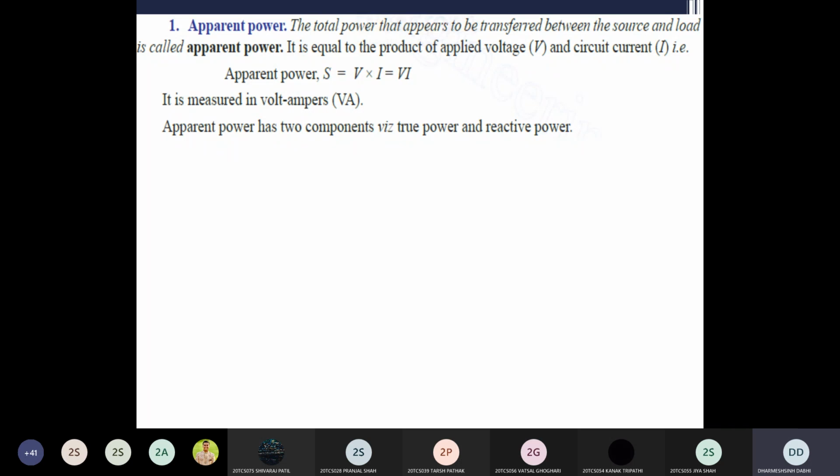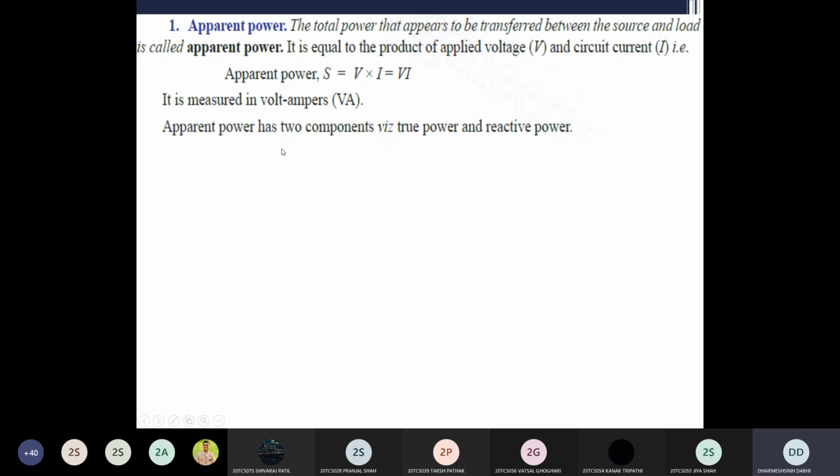So it is nothing but the product of voltage and current. Simple. S is equal to V into I. S is the symbol of apparent power. You measure this power in volt-ampere, not in watt. Clear? Generally you measure power in watt, but that unit is for the active power. Apparent power, that is the total power, which is V into I, you measure in volt-ampere.